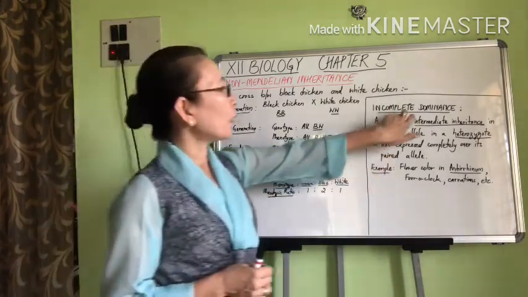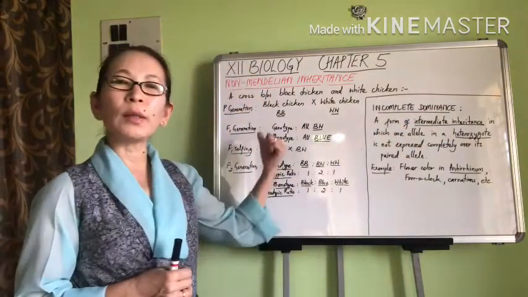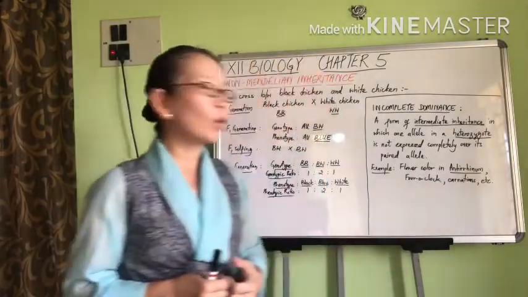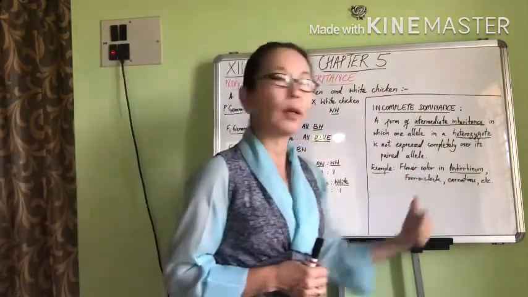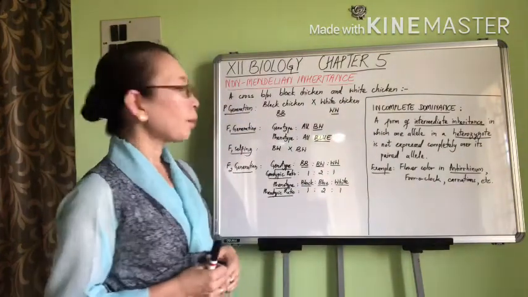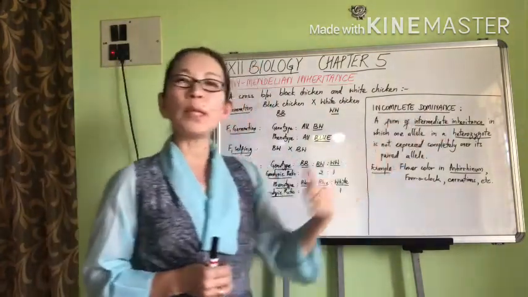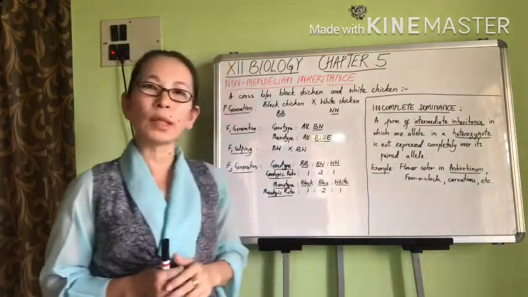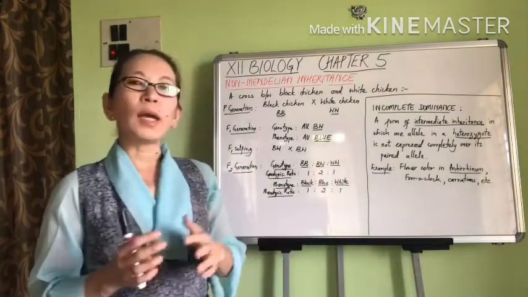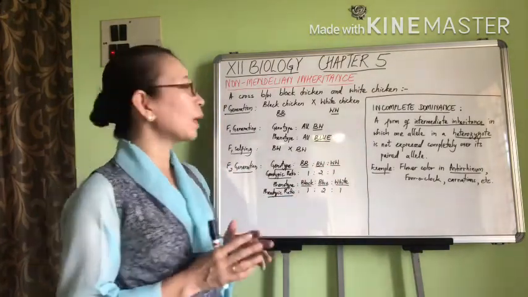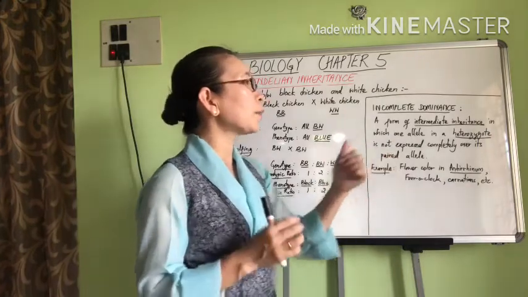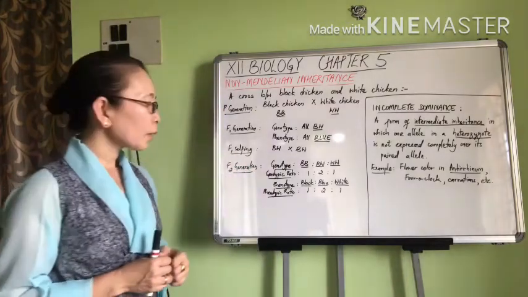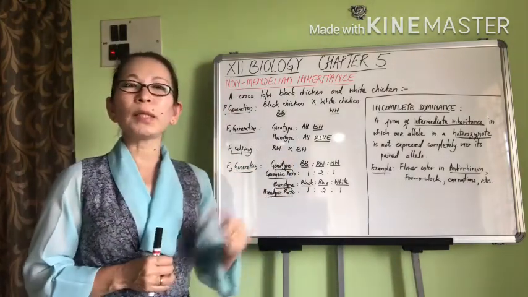Okay, so the law pertaining to the inheritance of flower color in Snapdragon or in other flowers as well, like in 4 o'clock plants, as well as the flower color in carnations, all exhibit this pattern of inheritance, which is known as incomplete dominance. So incomplete dominance can be defined as a form of intermediate inheritance in which one allele in a heterozygote is not expressed completely over its paired allele. And such kind of inheritance pattern is incomplete dominance.